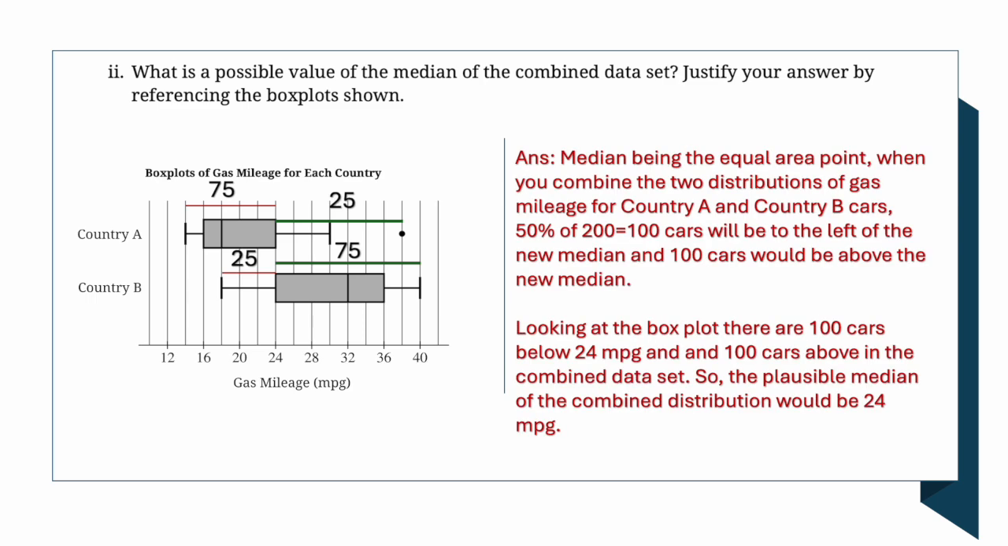So the answer might look like this. The median being the equal area point when you combine the two distributions of gas mileage for country A and country B cars, 50% of 200, which is 100 cars, will be on the left of the median, and 100 cars would be above the new median. Looking at the box plot, there are 100 cars below 24 mpg and 100 cars above 24 mpg in the combined data set. So the plausible median of the combined distribution would be 24 mpg.